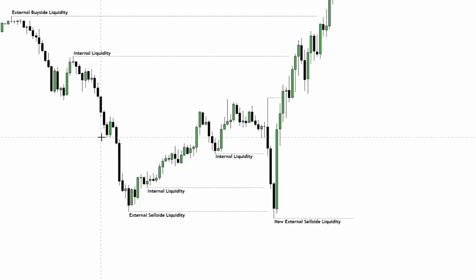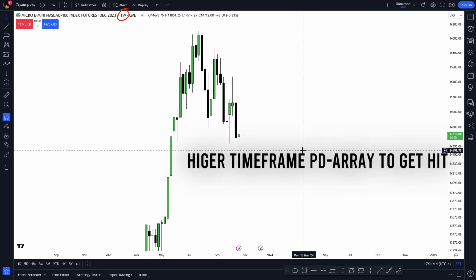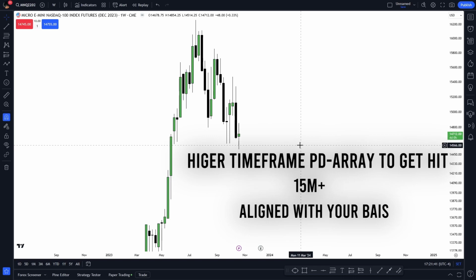So let's get into the second thing that I look for. Okay, so the second thing that I look for is a higher time frame PD array to get hit. Okay, preferably the 15-minute plus time frame PD array, but in rare cases with a very strong draw on liquidity, I could use a 5-minute PD array as my delivery. So this is fairly simple. In order for this to be a high quality trade and maintain the win rate that it has for me, I need a high time frame PD array that aligns with my bias to get hit. And I need to see a clear rejection from that PD array.